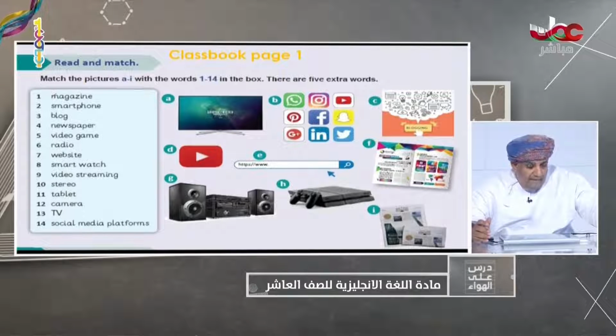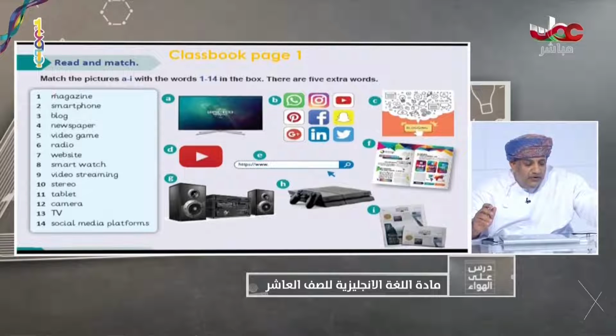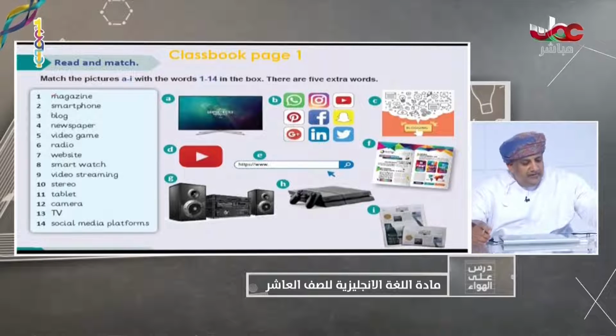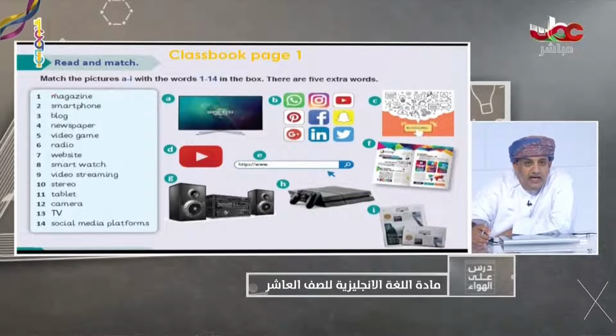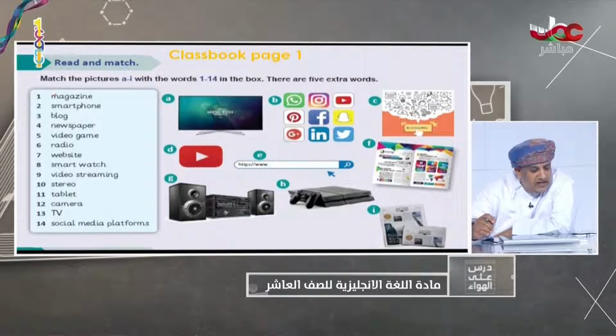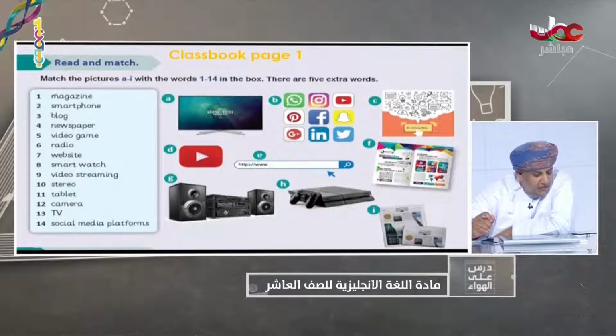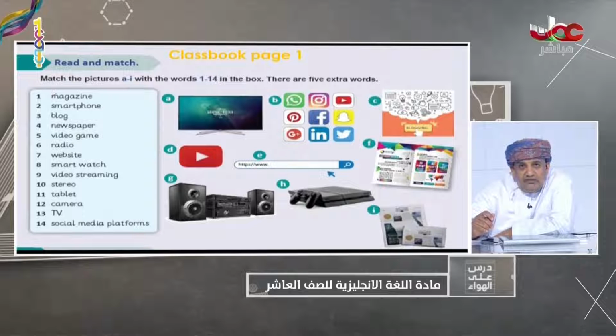Okay, number 1, magazine. Number 2, smartphone. Number 3, blog. Number 4, newspaper. Number 5, video game. Number 6, radio. Number 7, website. Number 8, smartwatch. Number 9, video streaming. And number 10, stereo. Number 11, tablet. Number 12, camera. Number 13, TV. Number 14, social media platforms.